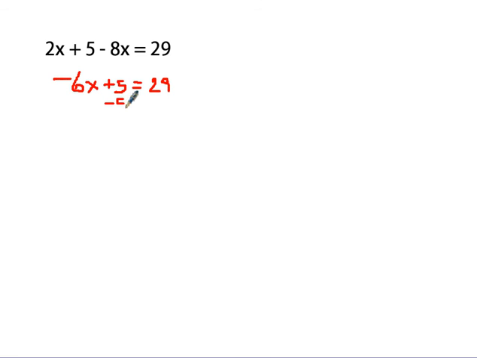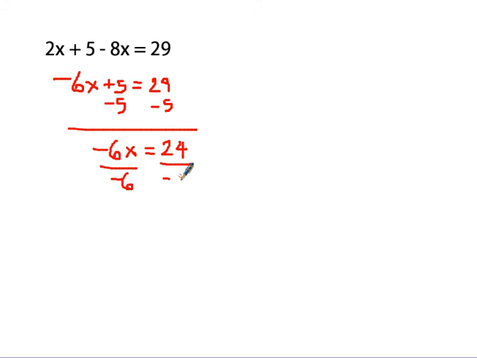I'll minus 5 from both sides, and I get negative 6x is equal to 24. Divide both sides by 6. I get x is equal to negative 4. First step was combining my like terms. After that, it was a simple two-step equation.